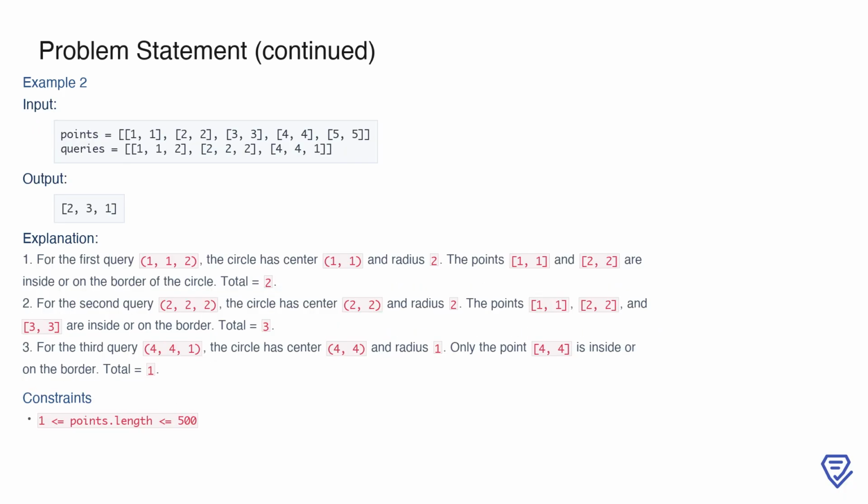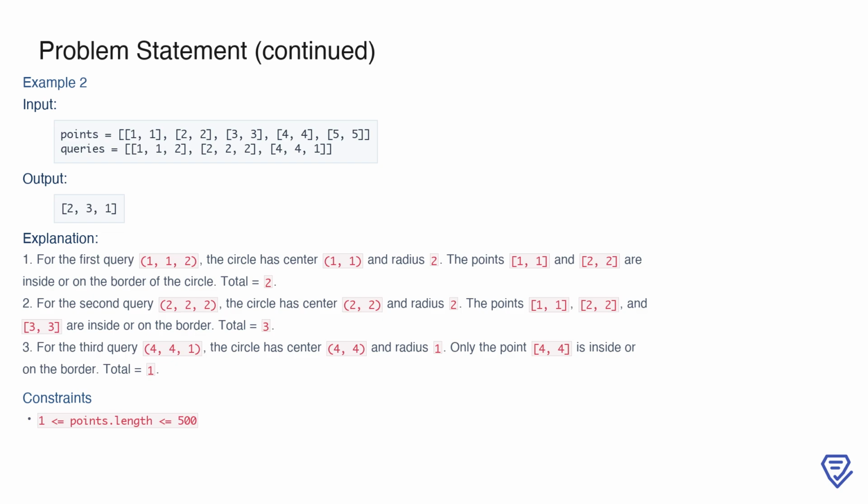Imagine the points are [1,1], [2,2], [3,3], [4,4], [5,5], and the queries are [1,1,2], [2,2,2], [4,4,1]. This time, the output will be 2, 3, 1. For the first query, the circle is centered at 1, 1, with a radius of 2, and the points 1, 1, and 2, 2 are inside or on the border, so the count is 2.